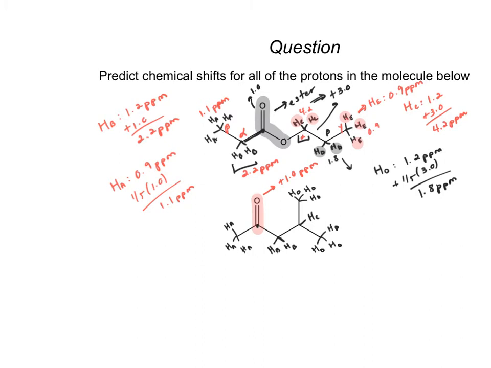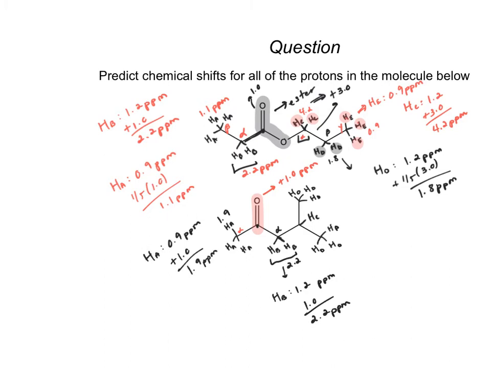Okay, so HA, we'll start with this guy. We're alpha to a carbonyl. For HA, normally it's a methyl group, so it's just 0.9. But now we're alpha to a carbonyl, so I'd expect it instead at 1.9. So 1.9. HB, we're also alpha to a carbonyl. So for HB, normally 1.2. Add in 1. So we expect this at 2.2.